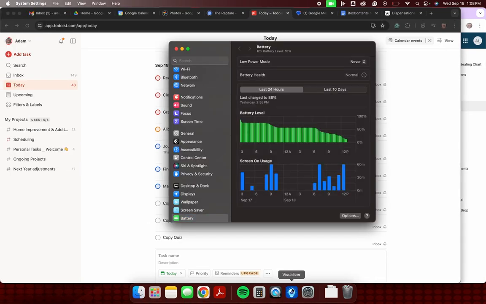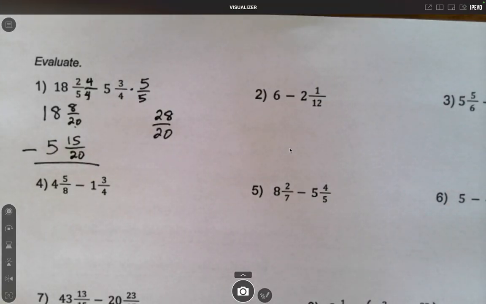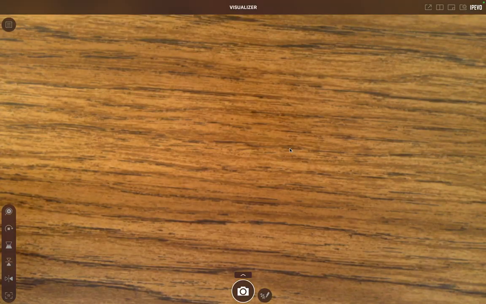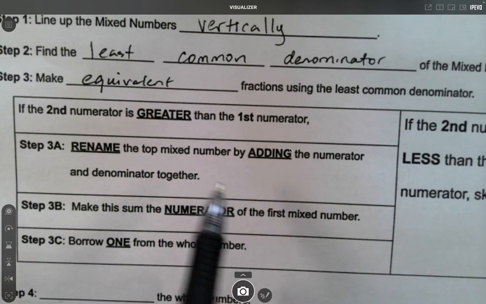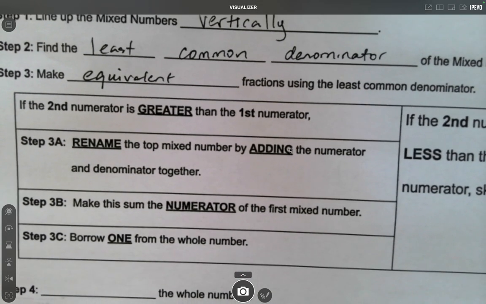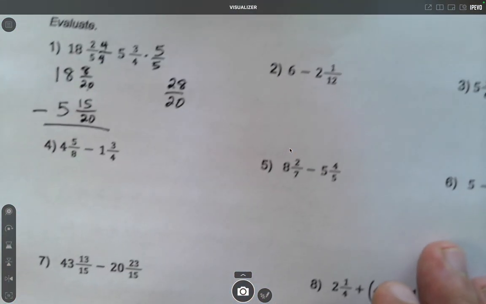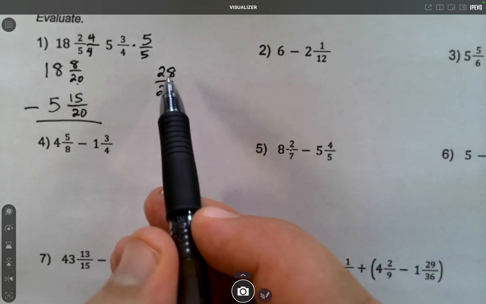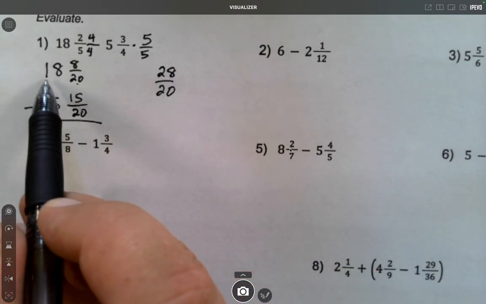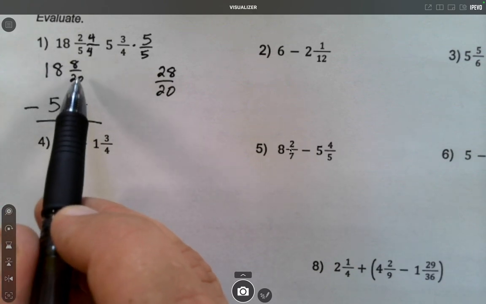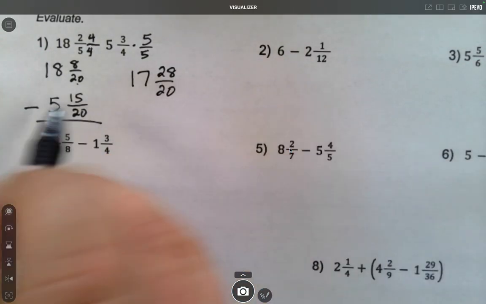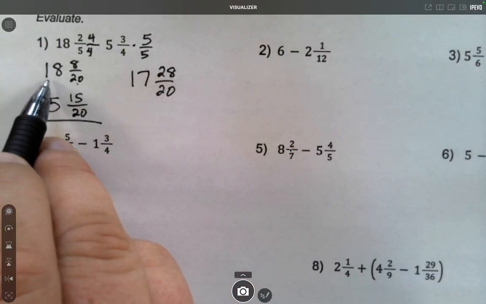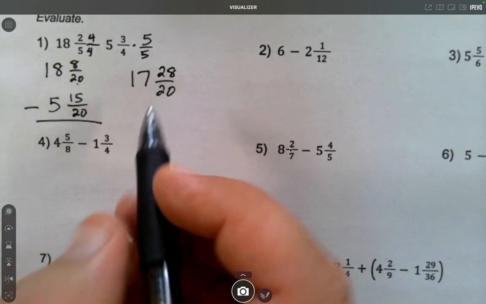Oh, sorry, let me get back to that. Okay. So let's go back, see the next direction. We've done step 3A and 3B. We added the numerator and denominator, made that the new numerator. Then we borrow 1 from the whole number. The only reason we were able to make this numerator bigger is because we're actually borrowing 1 from the 18. So it was 18 and 8/20. Now it's 17 and 28/20. We borrowed 1 from the 18 and added 20 over 20 to the fraction.